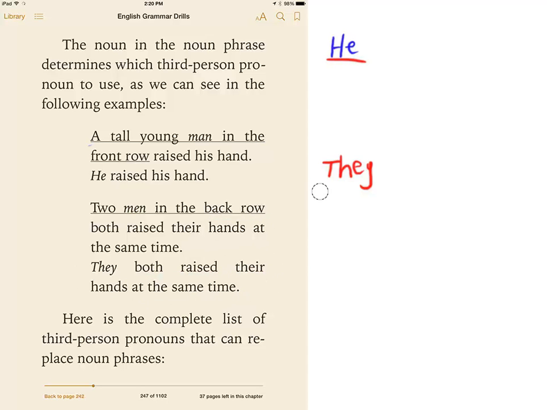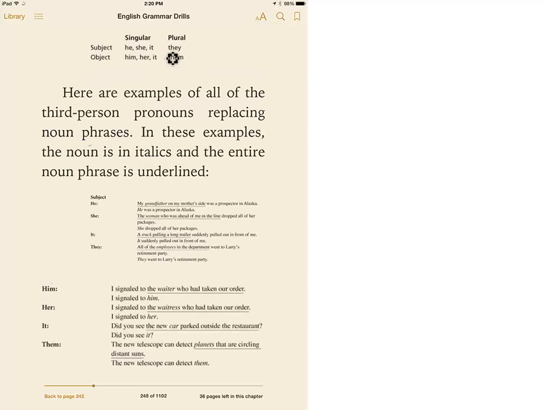So that's kind of where we're going to wrap this little section up, but let's take a look at a couple more. It says here's the complete list of third-person pronouns that can replace noun phrases. Okay, and this is a complete list. If it's the subject of the sentence, which is at the beginning of the sentence, it's he, she, it, or they. Very easy. The object, now we haven't gotten into objects, but basically the object just comes at the end of the sentence, and it's what the verb acts on, okay?